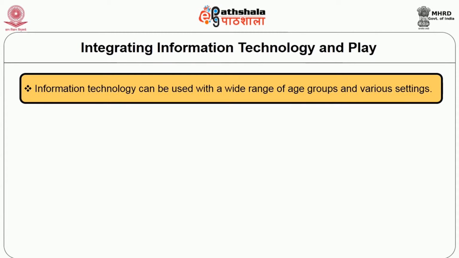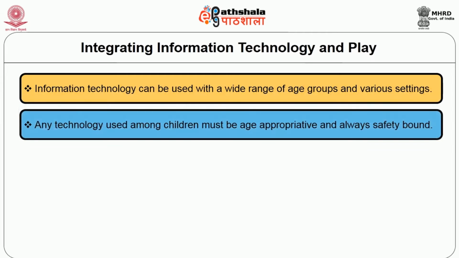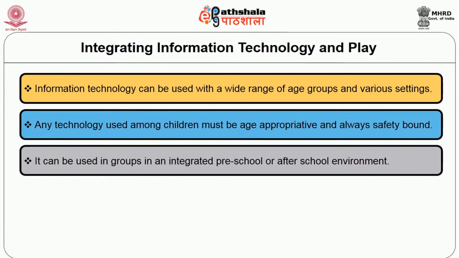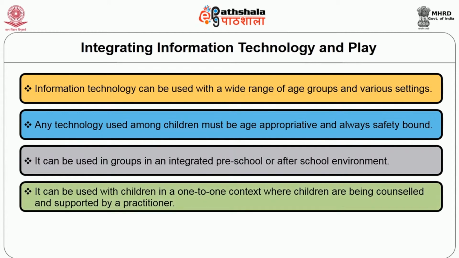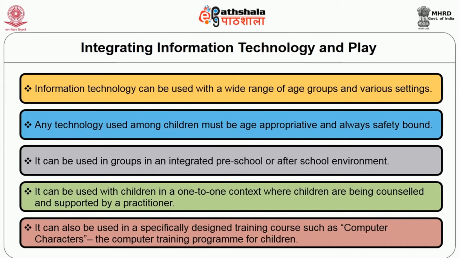Information technology can be used with a wide range of age groups and in various settings. Any technology used among children must be age appropriate and always safety bound. It can be used in groups in an integrated preschool or after school environment. It can be used with children in a one-to-one context where children are being counseled and supported by a practitioner. It can also be used in specifically designed training courses such as Computer Characteristics, the computer training program for children.